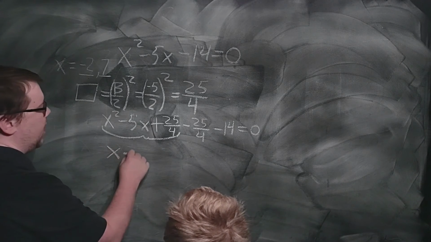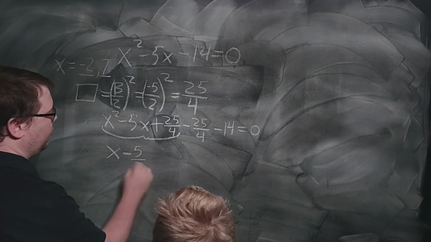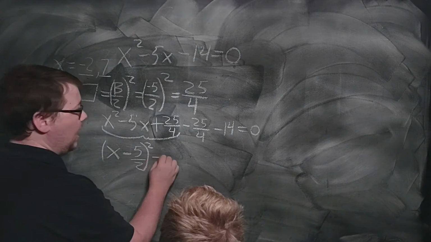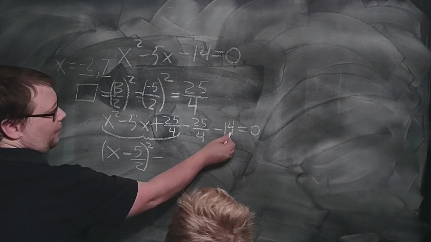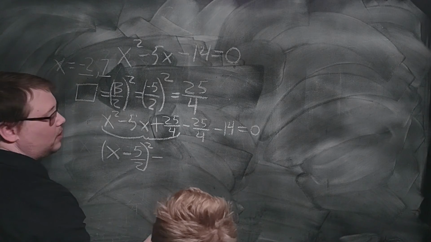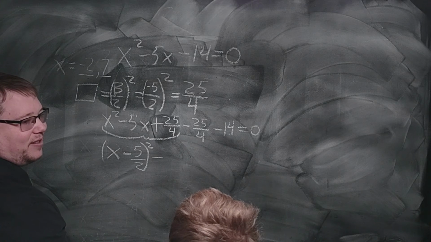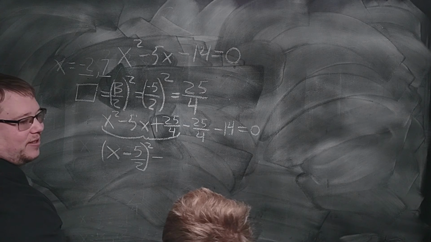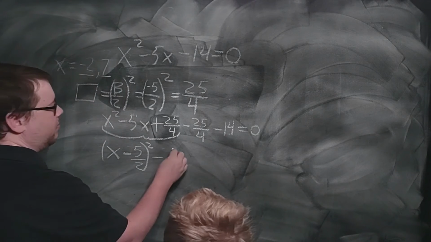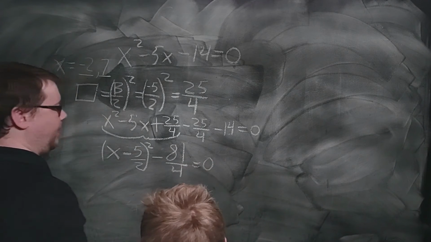So it's going to be x minus negative 5 over 2. Yep, so x minus 5 over 2 squared. And that's going to be minus... Well, we need to multiply 14 times 4 to combine these fractions, right? Yeah, 14 times 4, so it is 56. Yep. So then we need 25 plus 56, which is 81 over 4. And that equals 0, right?